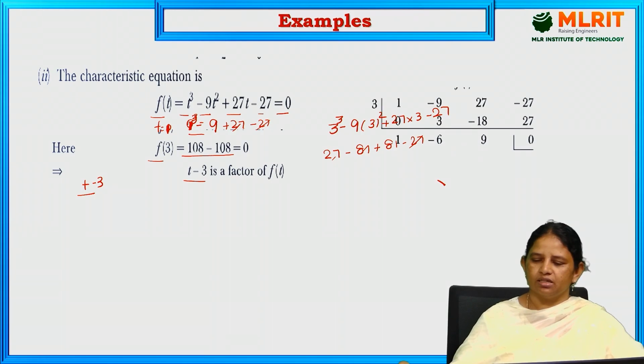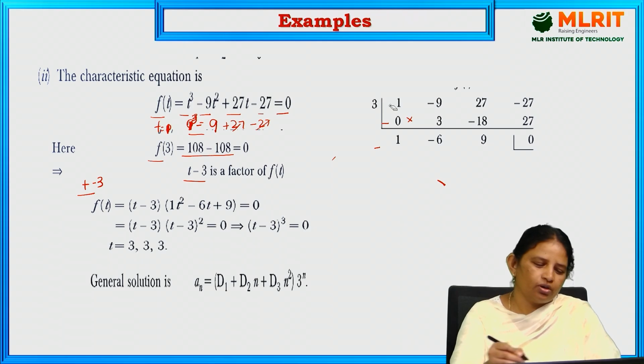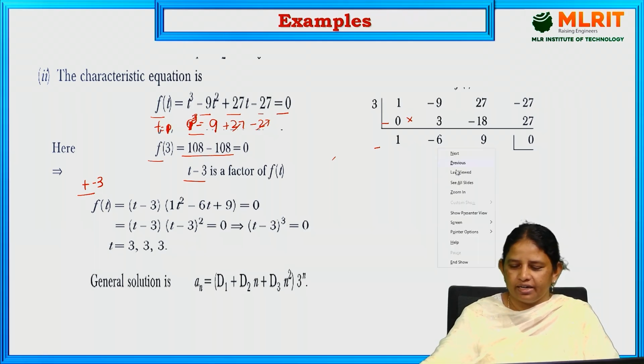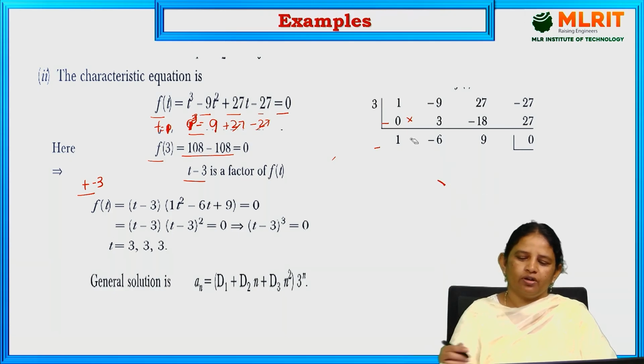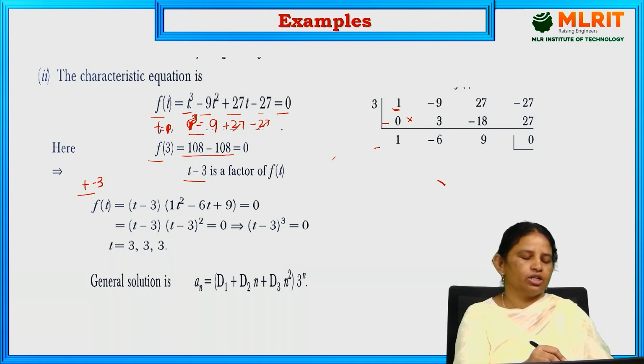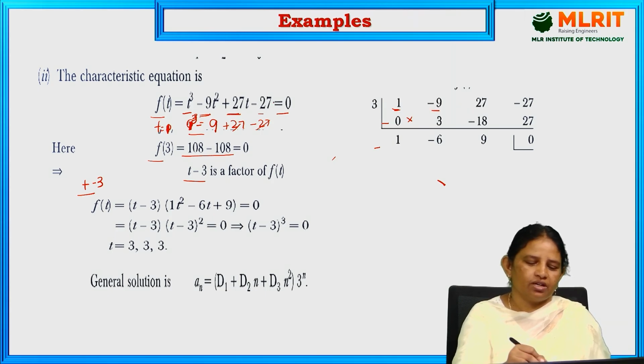So please consider this one. The one term in the sequence is 3. So based on the 3, we have to write the coefficients. The coefficient of t cube is 1. What is the coefficient of t square? Minus 9. The coefficient of t is 27. The third one is 27. So first of all put 0.